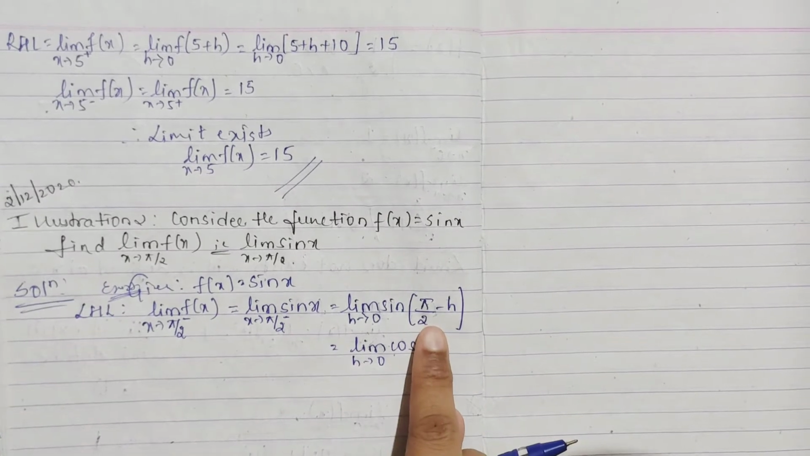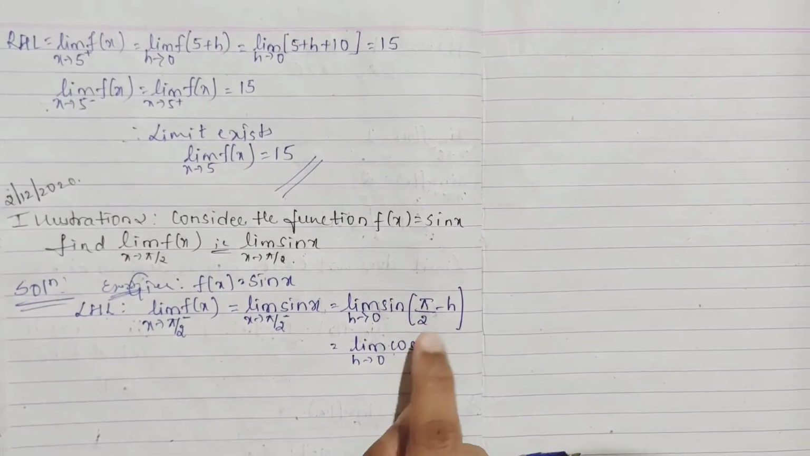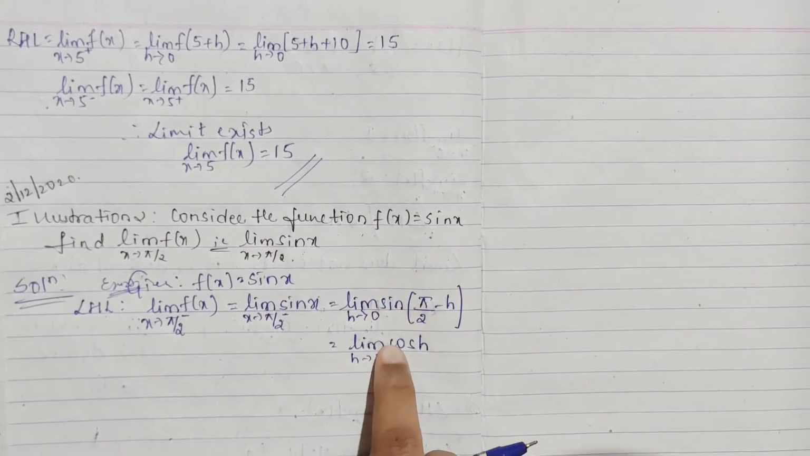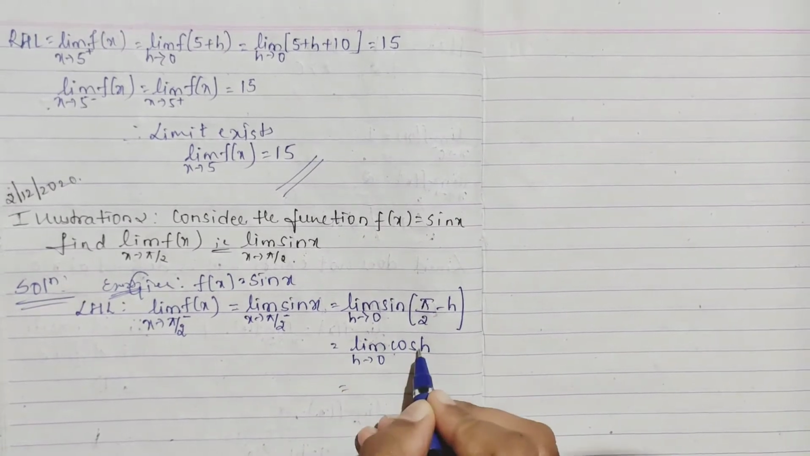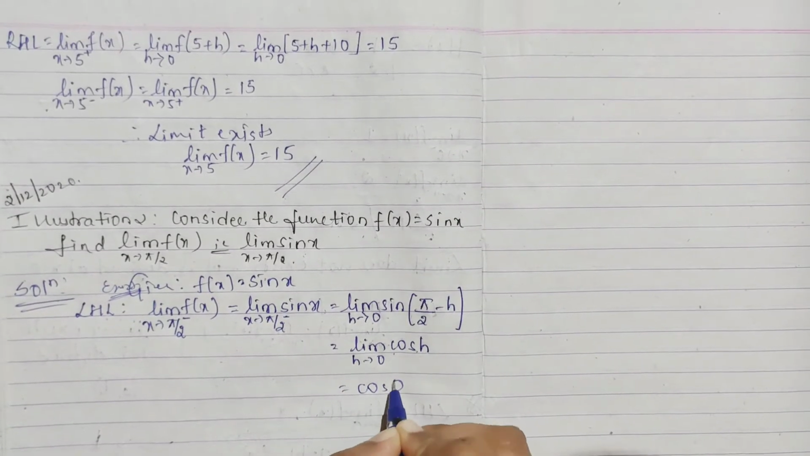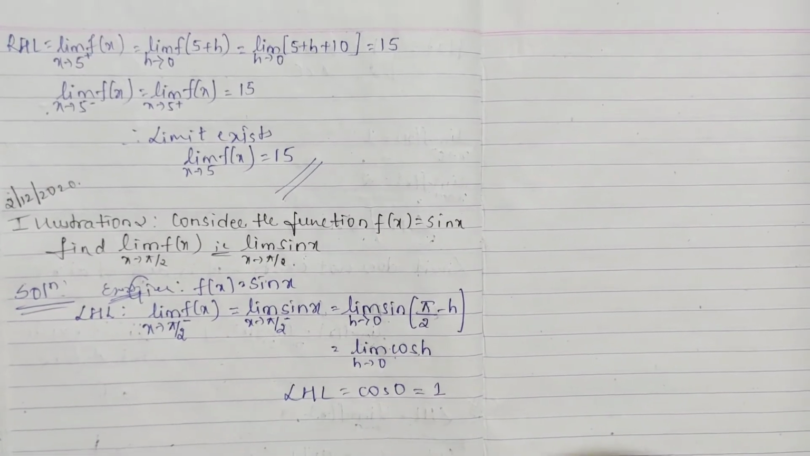Sin 90 minus h is what? It is the first quadrant, and it is on the y-axis. On the y-axis your function changes, and this is the first quadrant. In the first quadrant sin is positive, so this remains positive. So h tending to 0 means cos 0, putting h value as 0. Cos 0 is nothing but 1. So for LHL you are getting 1.